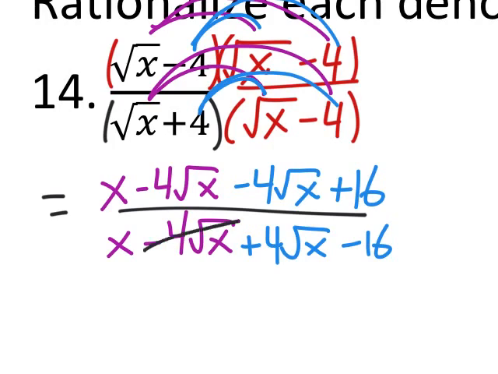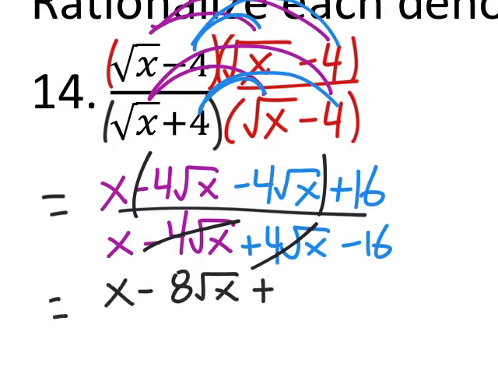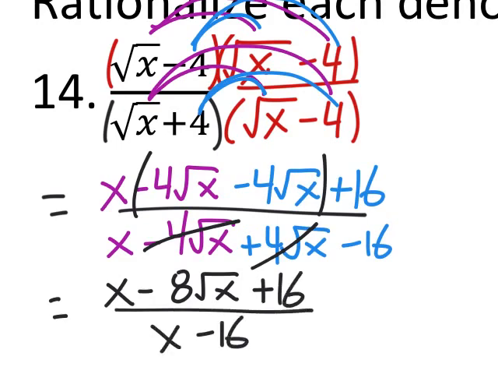So this negative 4 square root of x will cancel out that positive 4 square root of x. And we can combine these, which would then give us x minus 8 square root of x plus 16, all divided by x minus 16. That's it. There's nothing else we can do here. There's nothing we can cancel out. We could try to split these up. It's not going to help us out. That is done.